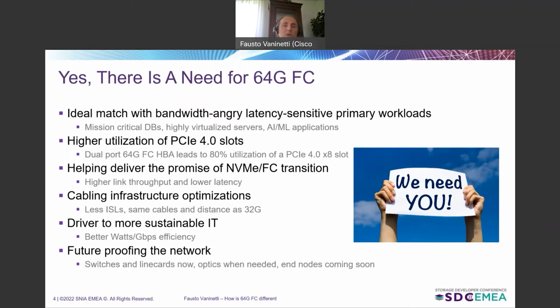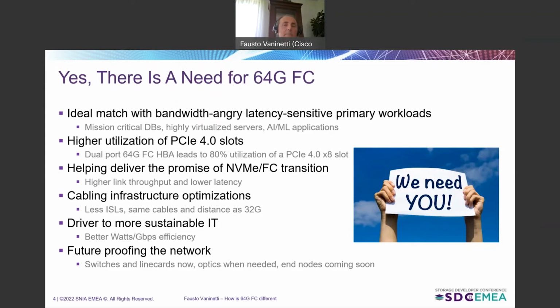64 gig Fibre Channel also comes with a better efficiency in terms of energy consumption. So even if it is minor compared to previous generations, it is still something. So 64 gig Fibre Channel can be considered a more sustainable technology than its predecessors.